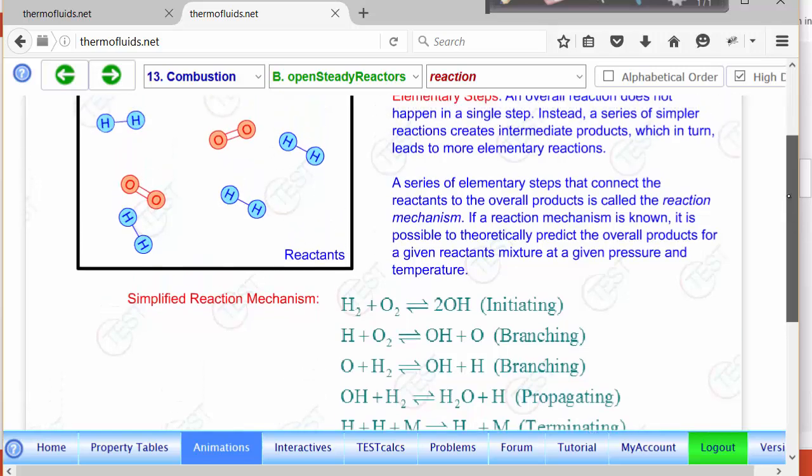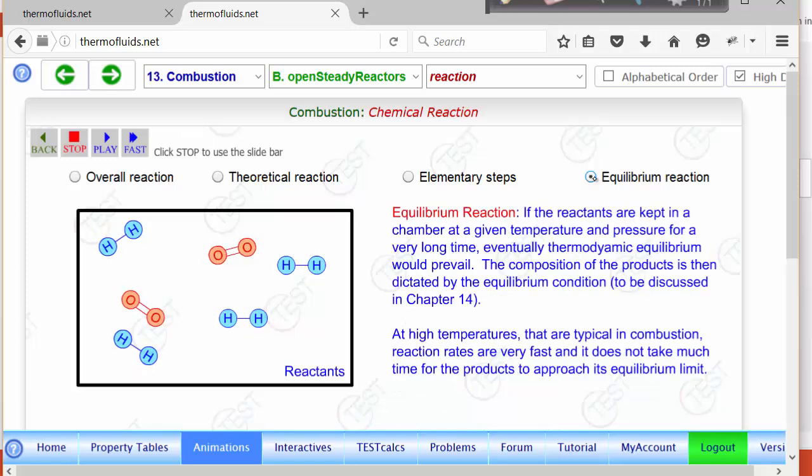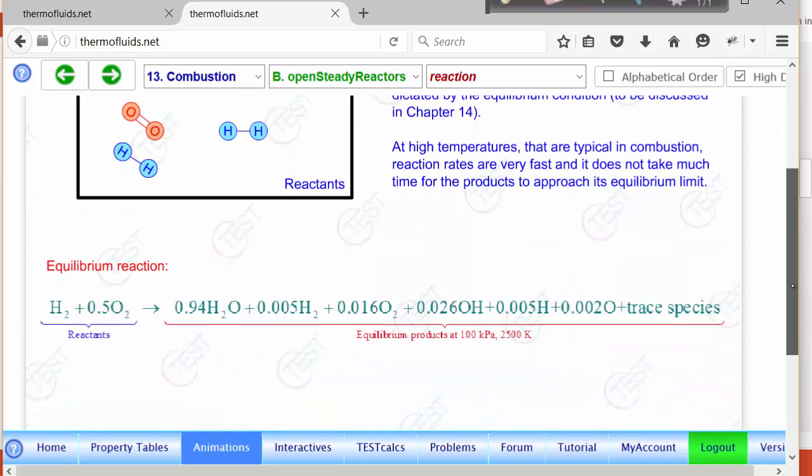We may use a software to predict some of these products in an actual reaction, and that's called an equilibrium reaction in thermodynamics, where you can predict this complex series of products by assuming the reaction is reaching equilibrium. Again, this is in chapter 14, and we'll use a software, an interactive actually, to show how we can calculate this complex series of products that a reaction may produce.